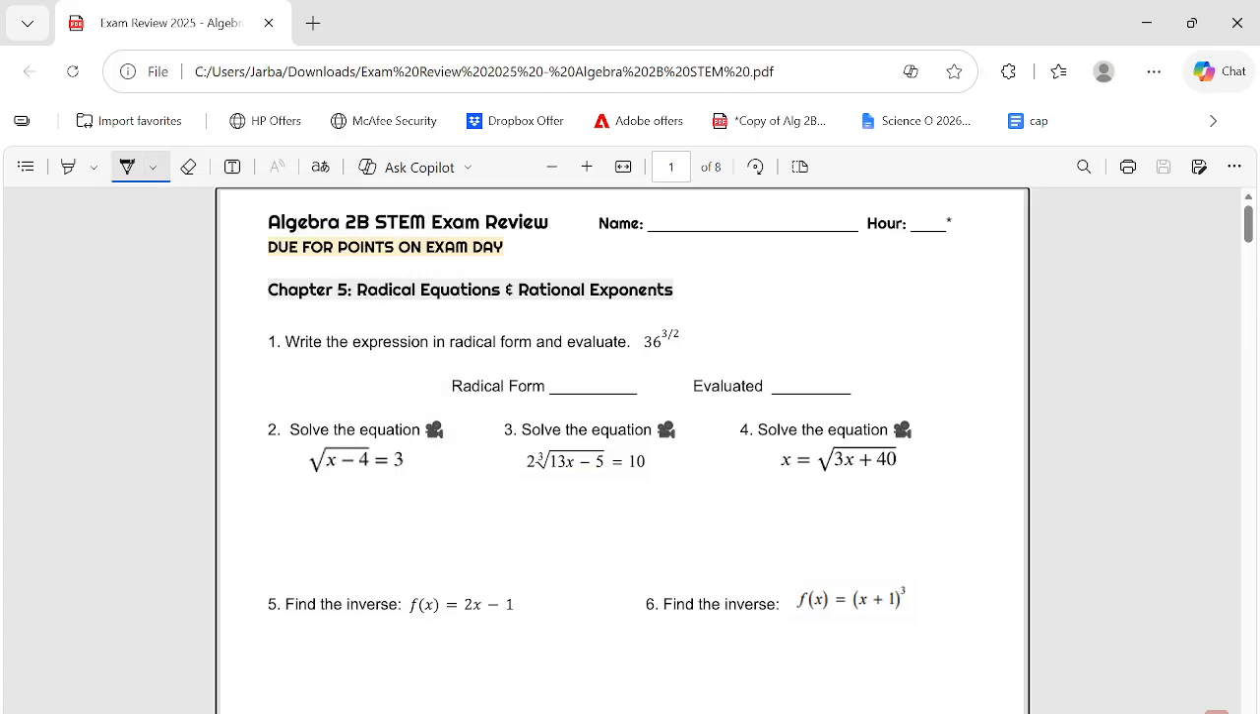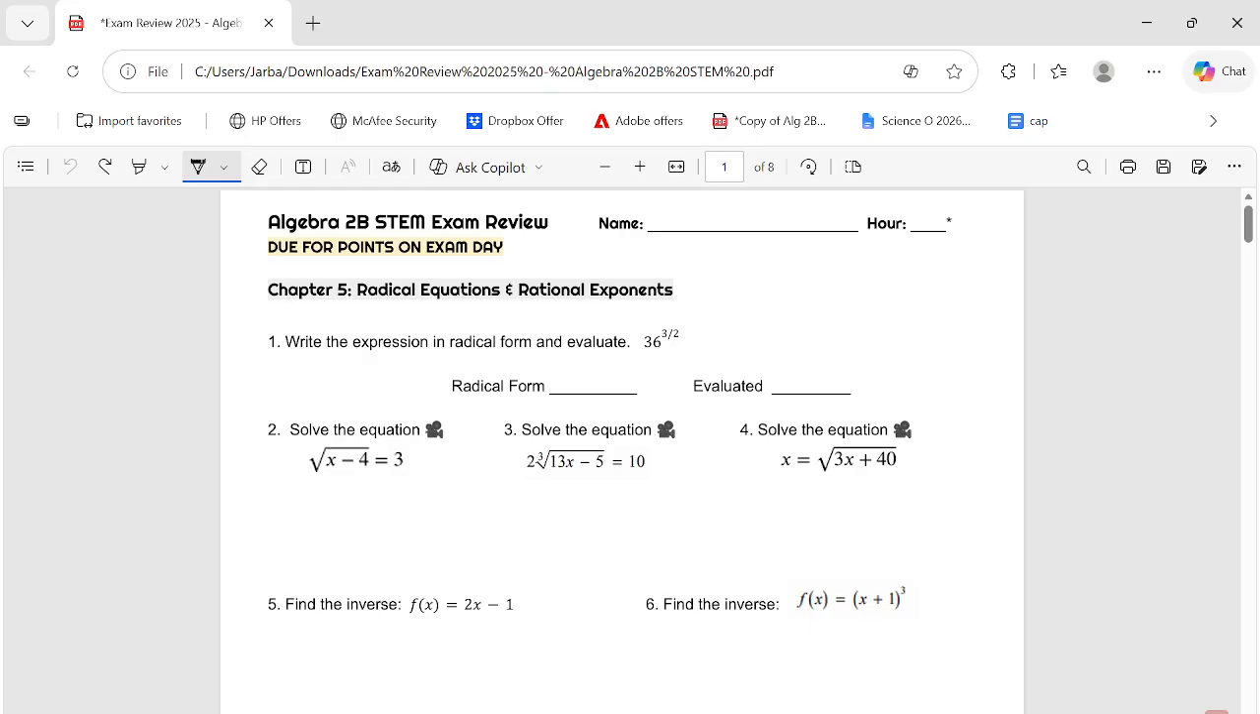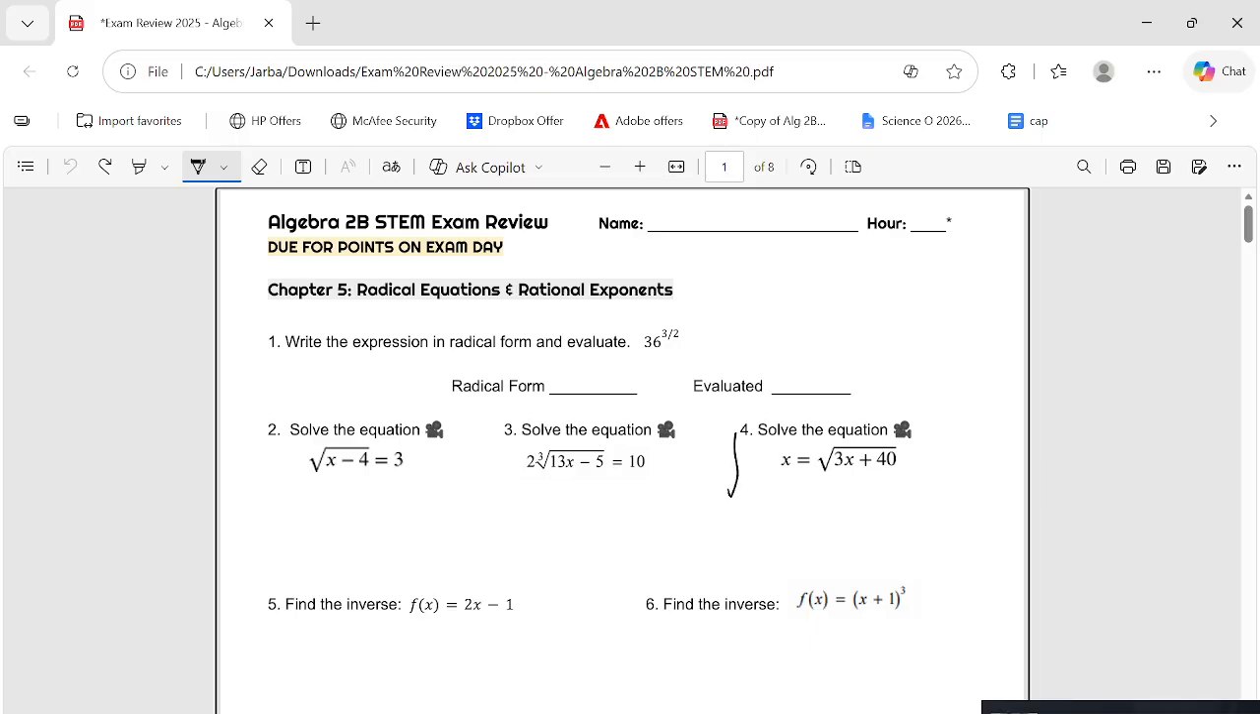So, instead of writing it as 3/2, what we can do. Alright, there we go.